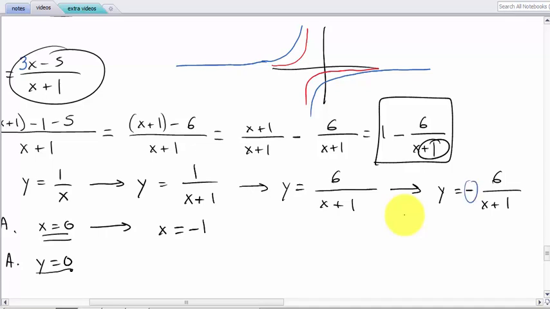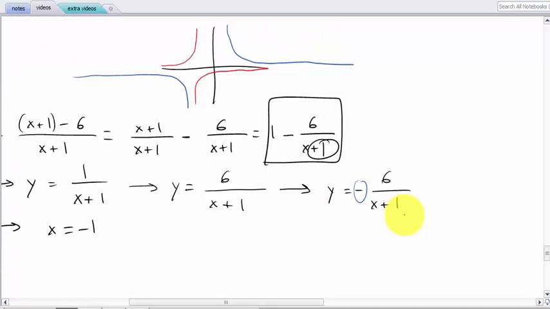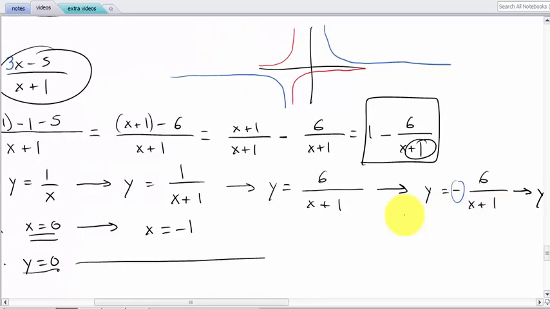And here, once you flip it, you still have the same horizontal asymptote. It just gets flipped on the other side, right? But the horizontal asymptote doesn't change. So these two moves do not affect the horizontal asymptote. And finally, you add 1. Now this will affect the horizontal asymptote because now you go up 1. And if you go up 1, your horizontal asymptote is going to be y equals 1.